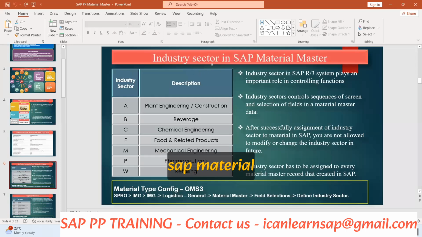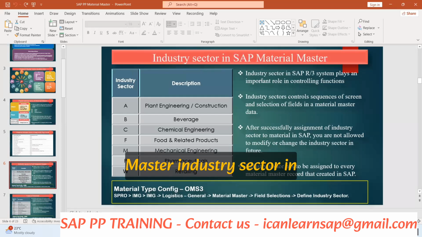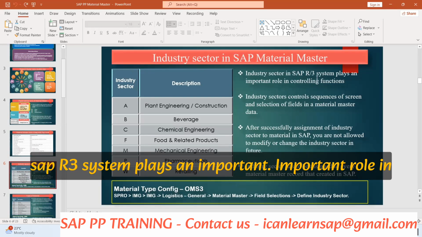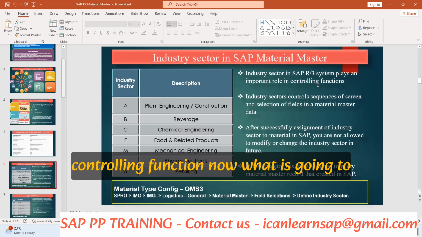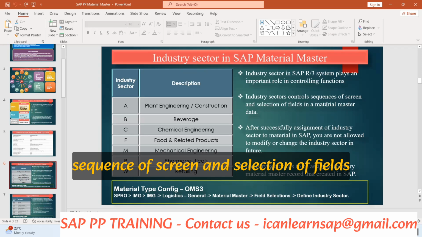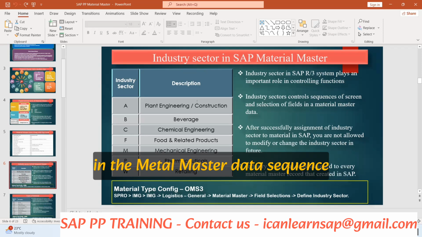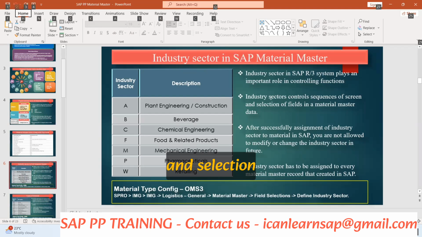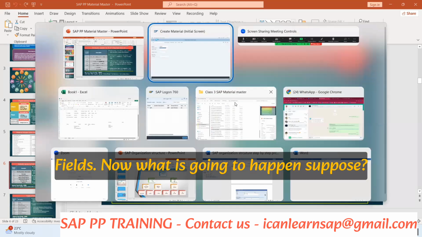So let us understand what the industry sector is. In SAP Material Master, the industry sector in the SAP R3 system plays an important role in controlling function. What is it going to control? Industry sector controls the sequence of screens and the selection of fields in the material master data. Now, what is going to happen?